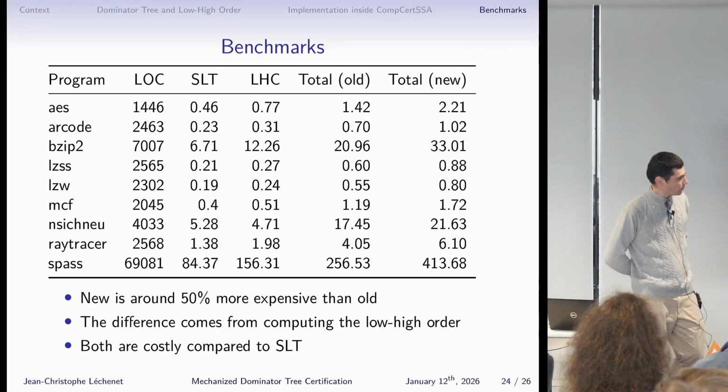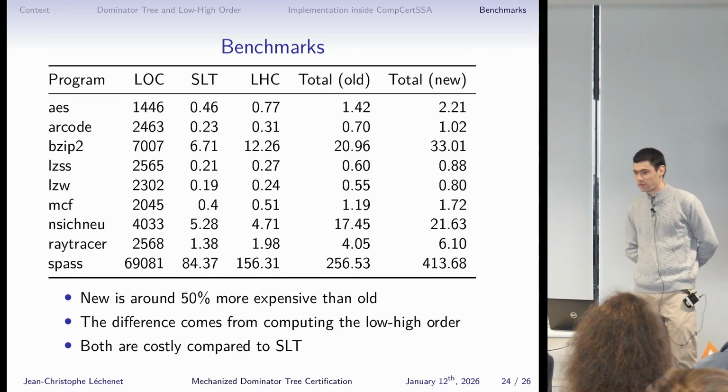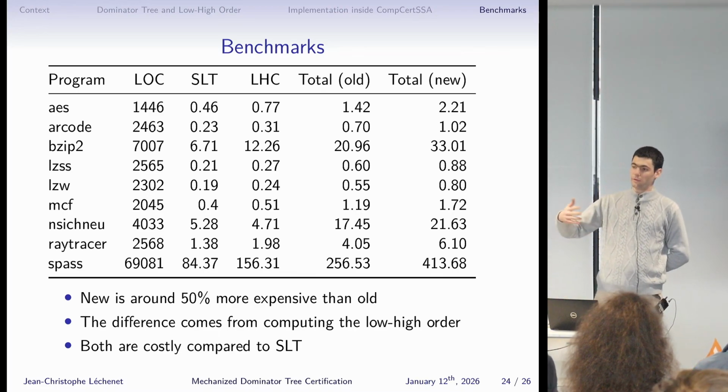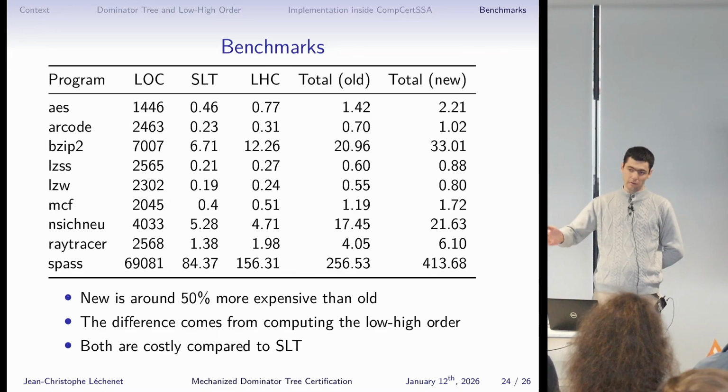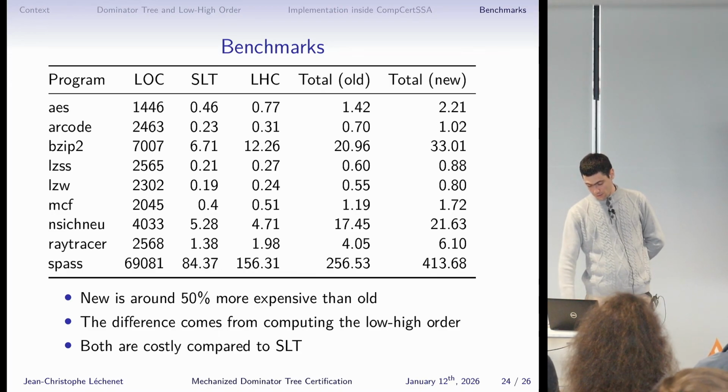And we can also note that we are pretty slow compared to just computing the tree. So we pay a lot. Part of it comes from data structures in Rocq that are not optimal, but also we pay the fact that we do the checking.